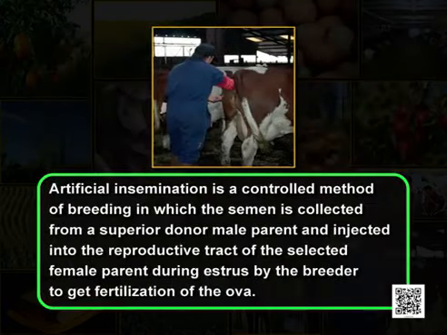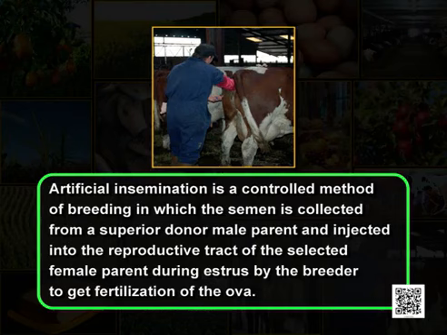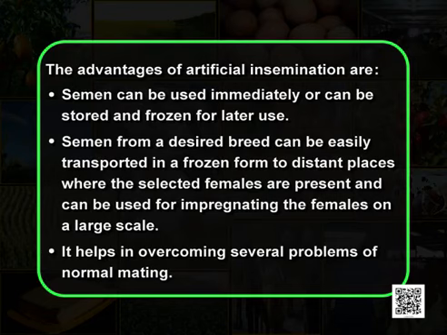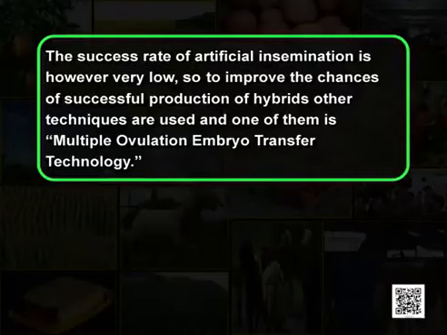Artificial insemination, as you can see in the figure here, is a controlled method of breeding in which the semen is collected from a superior donor male parent and injected into the reproductive tract of the selected female parent during estrus by the breeder to get fertilization of the ova. The advantages of artificial insemination thus are: semen can be used immediately or can be stored and frozen for later use. Semen from a desired breed can be easily transported in a frozen form to distant places where the selected females are present and can be used for impregnating the females on a large scale. It helps in overcoming several problems of normal mating. The success of artificial insemination is, however, very low.